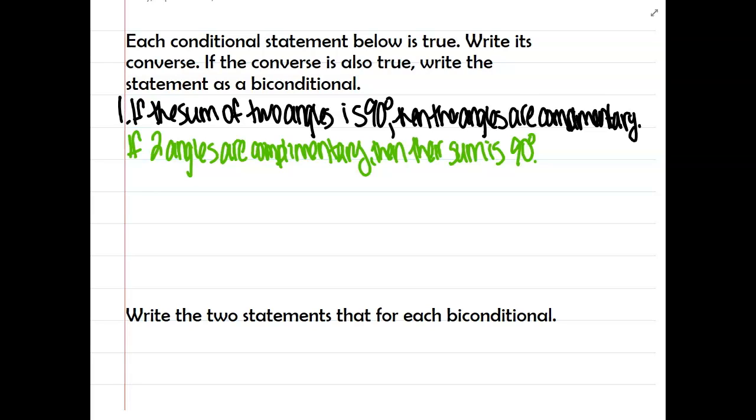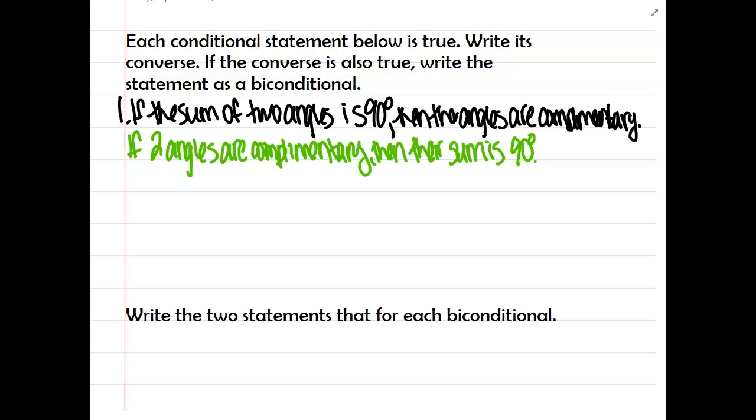Now, as we saw yesterday, you could have a conditional that's true and the converse is false. So you cannot write a biconditional unless both of these are true. We know the conditional is true, but if you have two angles that are complementary, is the sum of their angles going to be 90? That's exactly what complementary means, right? So I can write it as a biconditional.